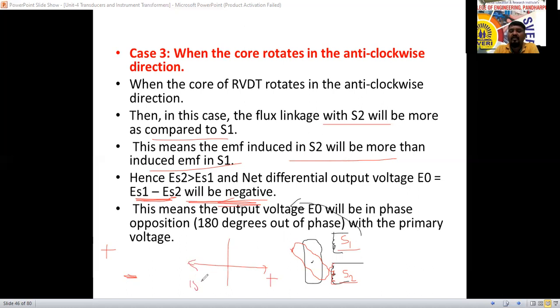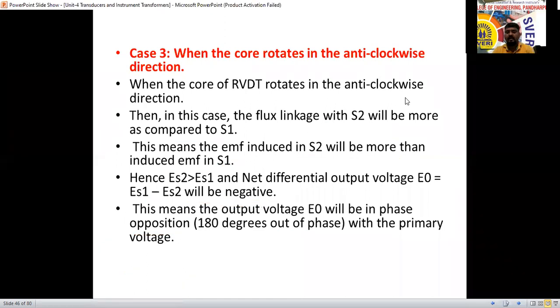We have written here in phase, but opposition. See here, the value is same, but opposition, 180 degrees out of phase. The positive and negative, the phase difference is 180 degrees there. From here to here is 180 degrees only. This is 90 and this is 90. 90 plus 90 is 180 degrees. So we can call that 180 degree out of phase. These are the three cases of RVDT. Any doubts here?